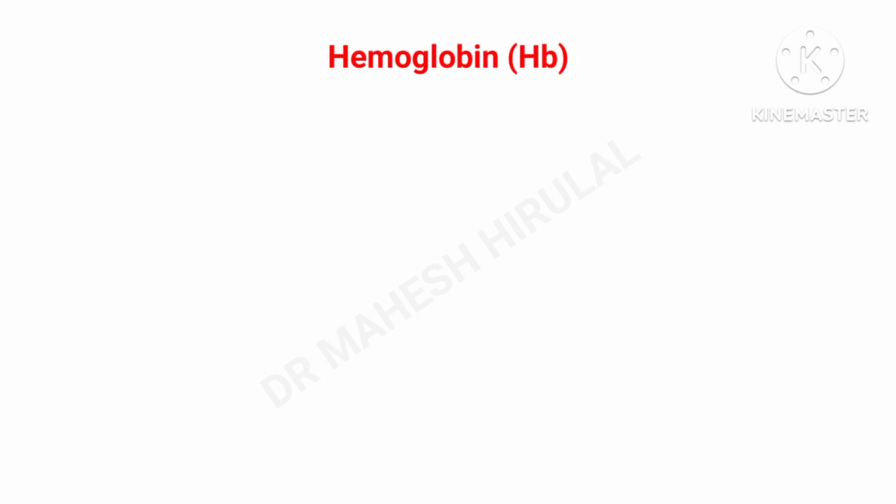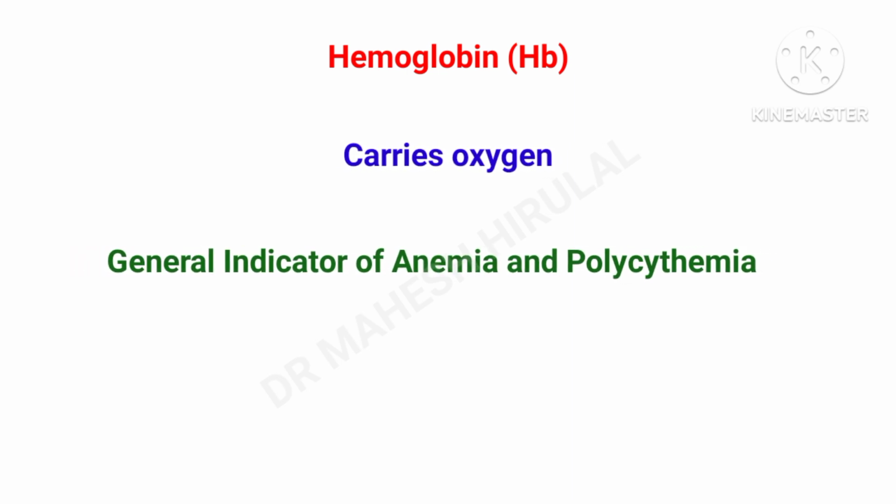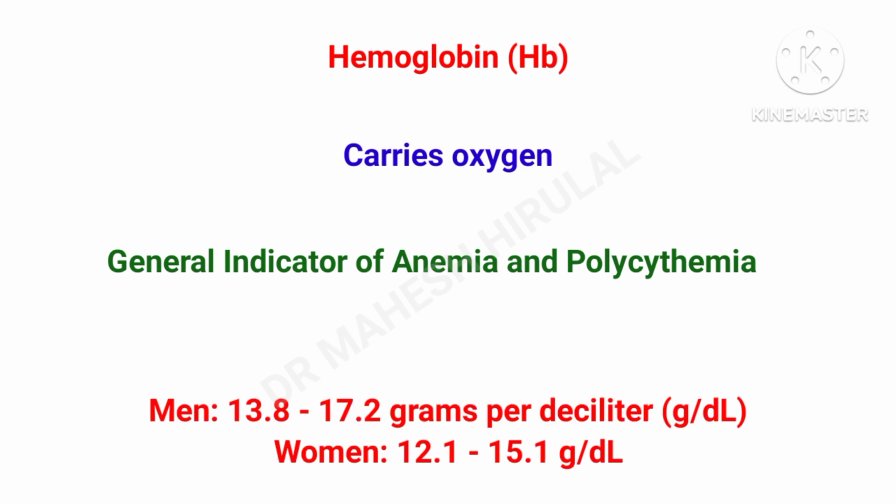Hemoglobin is the most important protein particle present in RBC cells. It will carry the oxygen. Hemoglobin is a general indicator of anemia and polycythemia. Merely an increase or decrease in HB will not give complete information for the diagnosis of RBC disorders, for which the HB estimation has to be used along with the different parameters of RBC studies in CBC.